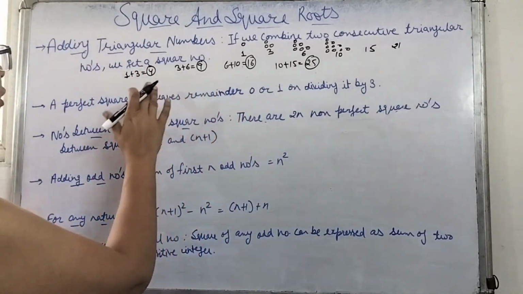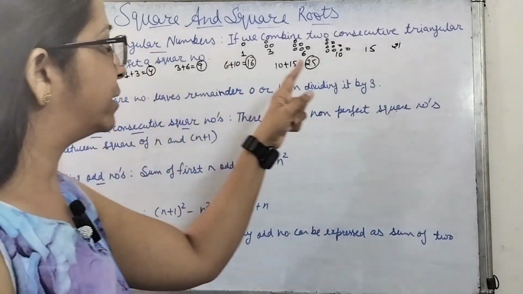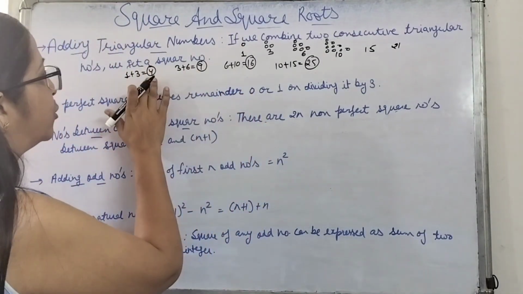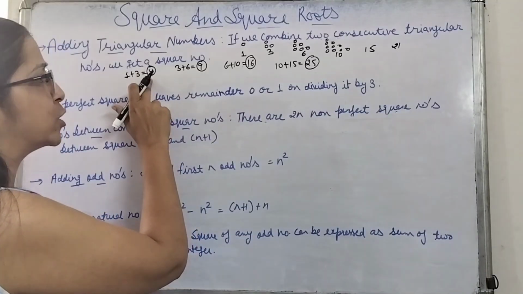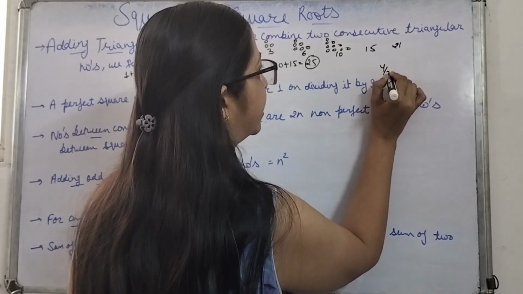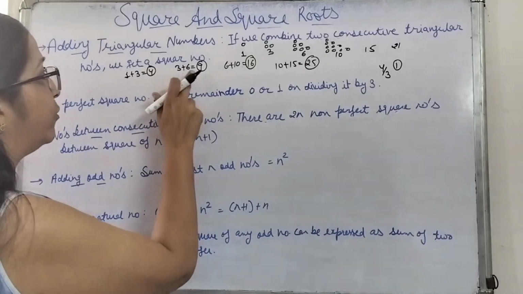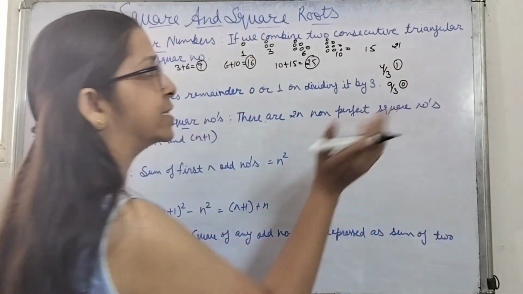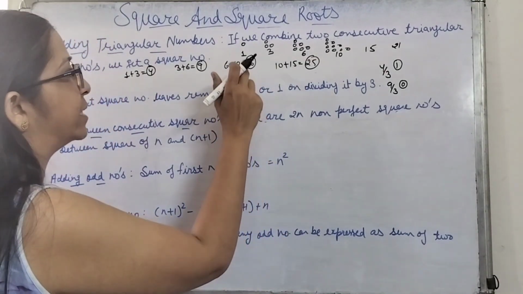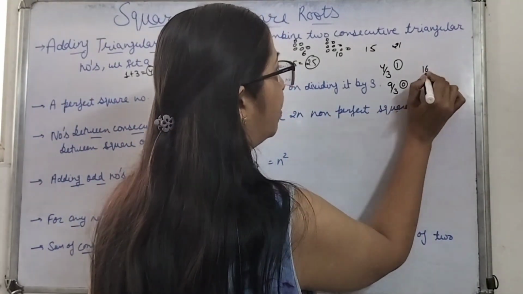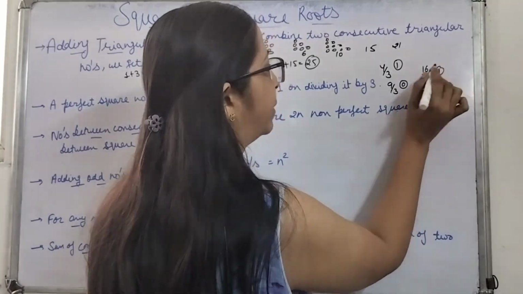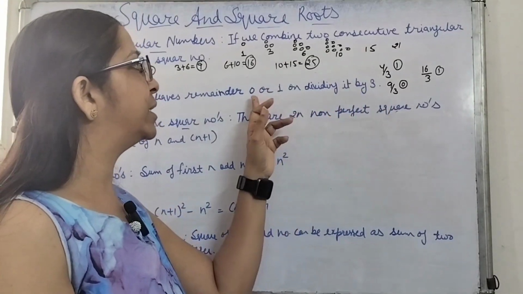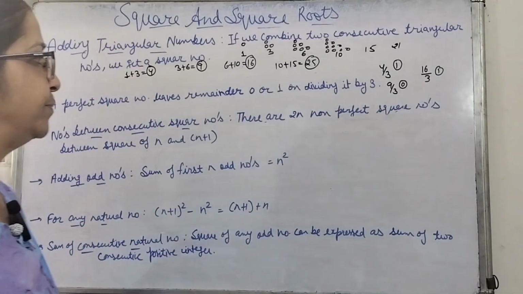Now the next is, a perfect square number leaves remainder 0 or 1 when divided by 3. If we take any perfect square number and divide it by 3, either the remainder will be 0 or it will be 1. Now let's check it. Suppose we take the number 4. It is a perfect square. If we divide 4 by 3, the remainder will be 1. If we divide 9, which is a perfect square number, by 3, the remainder will be 0, since 3 threes are 9. If we take 16, which is a perfect square number, and divide by 3, 3 fives are 15, so the remainder will be 1. So whenever we divide any perfect square number by 3, either the remainder will be 0 or it will be 1.